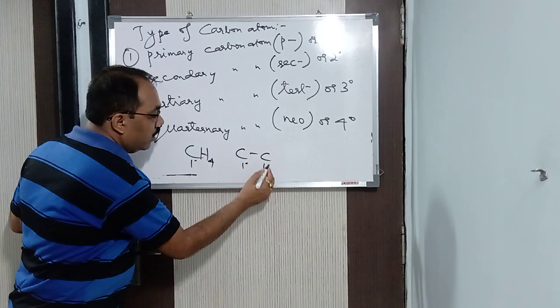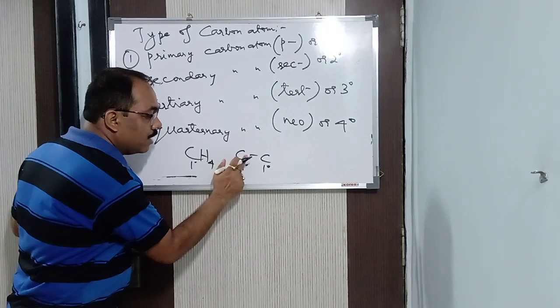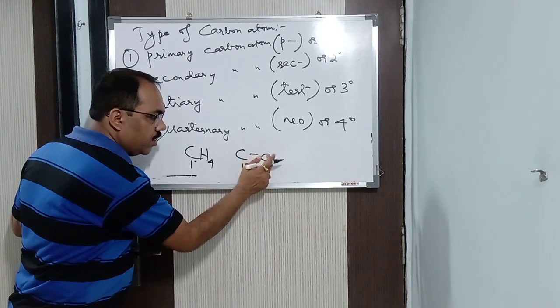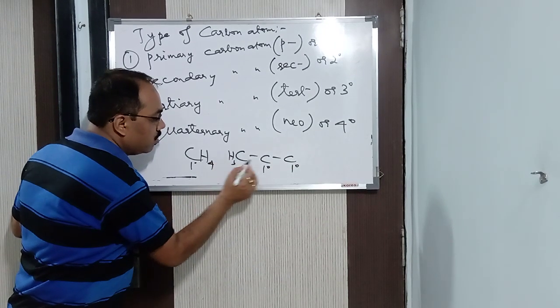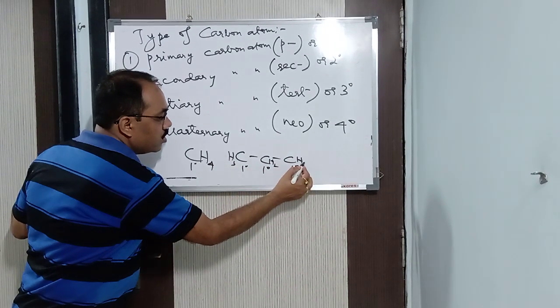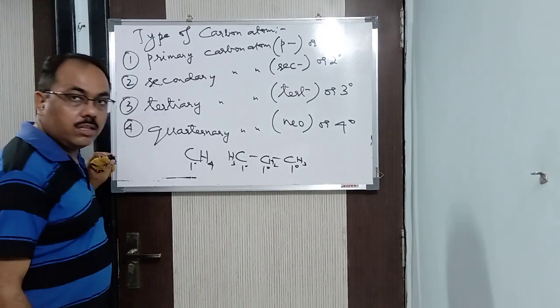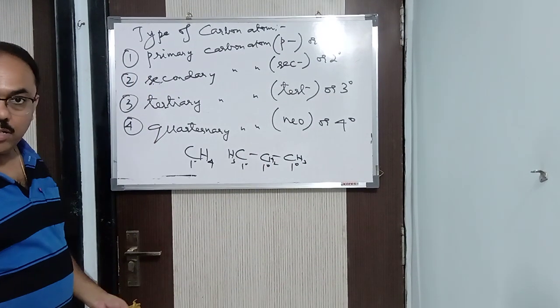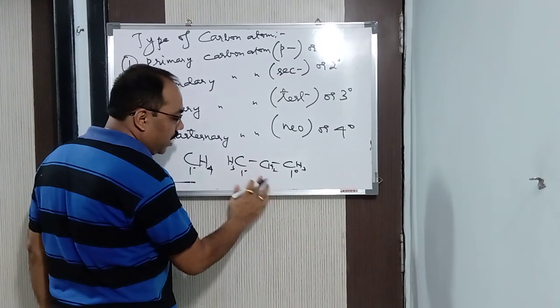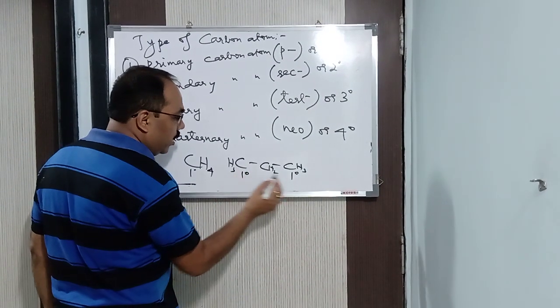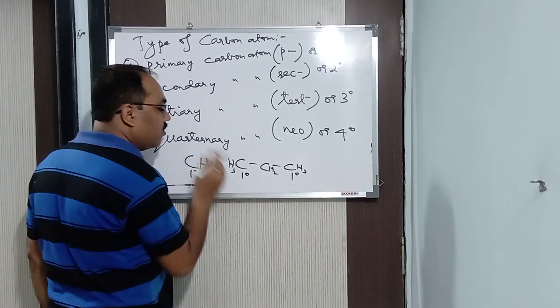This is also 1 degree because, as I said, when one carbon atom is attached to another carbon atom, that is 1 degree. Like CH3, CH2, CH3, you can see all are 1 degree. So this is a primary carbon atom. Understood? But is this one primary? No, this is not primary. These two are primary. This is not primary. Then what is that?